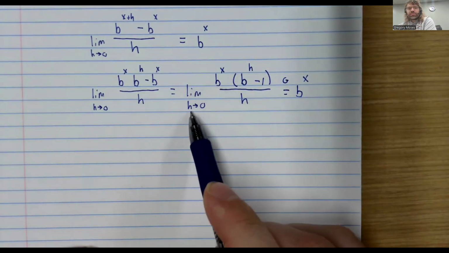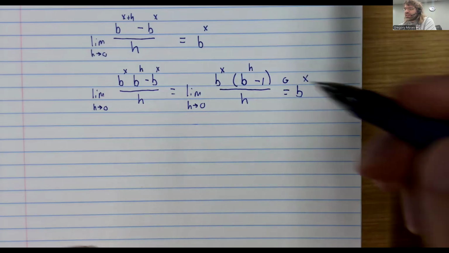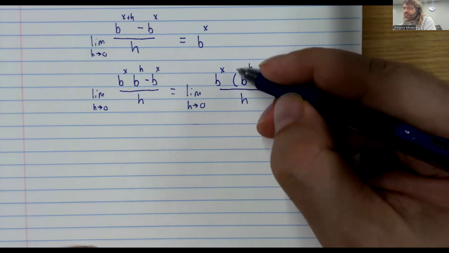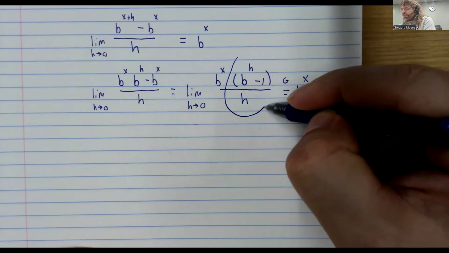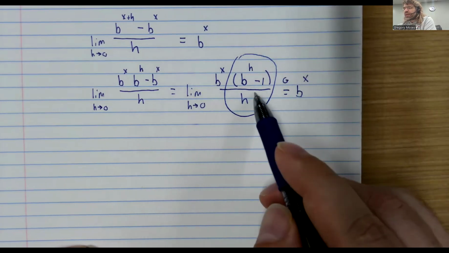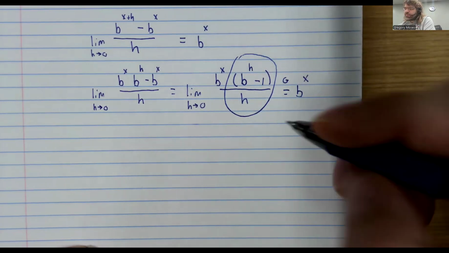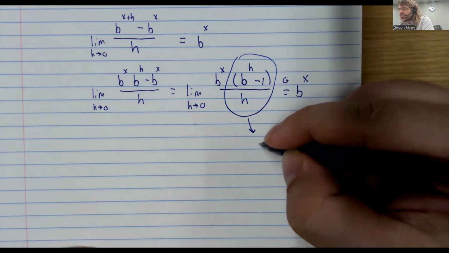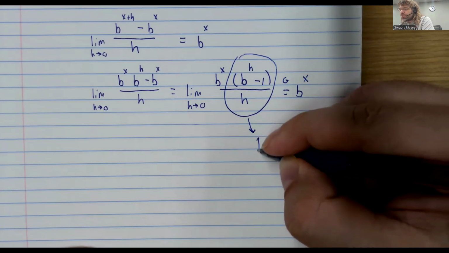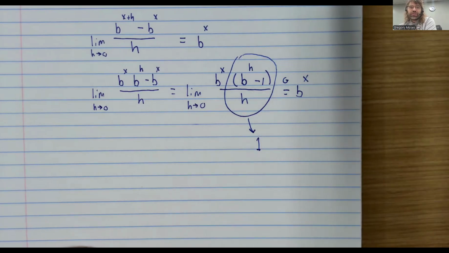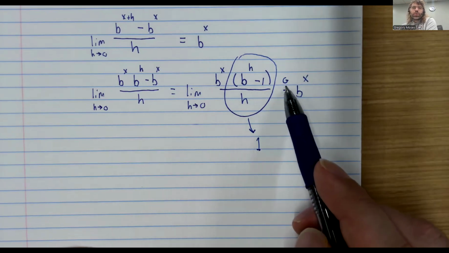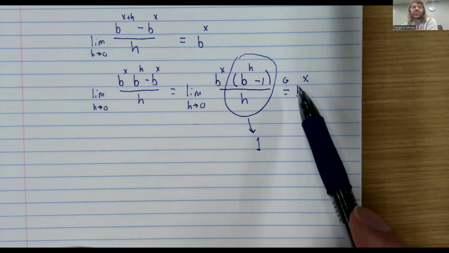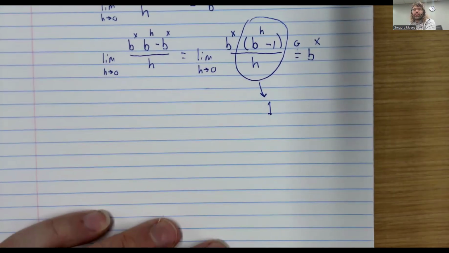Well, b of x doesn't depend on h. So, if we look at what we have here, we've got b of x times b of h minus 1 over h. If b of h minus 1 over h would converge to 1 for us, our goal would be satisfied. B of x times 1 does equal b of x.